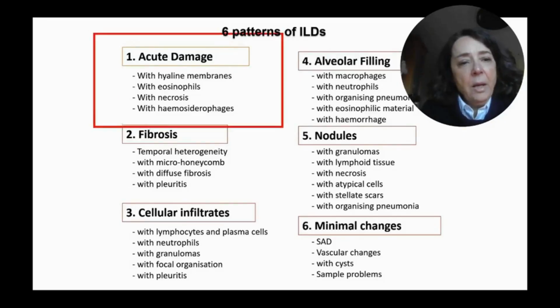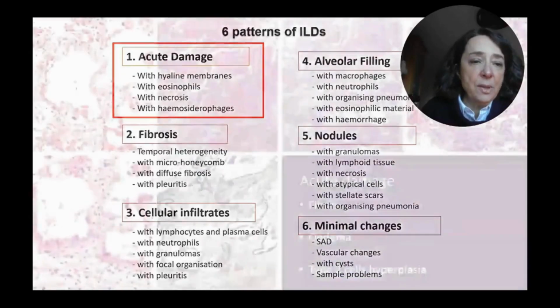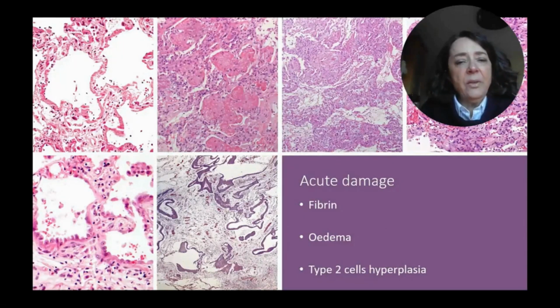So what I am going to do is guide you through the 6 patterns. I am going to show you different types of histological images. And with that, I am going to show you the way I reach the diagnosis, the pattern, and the differential diagnosis. So here we have an acute damage.